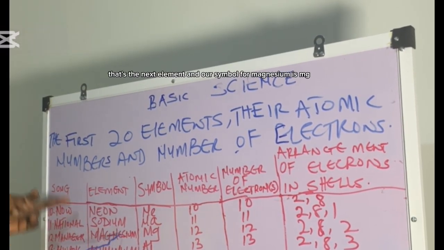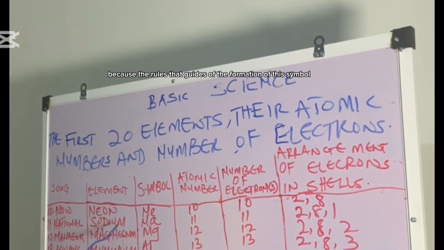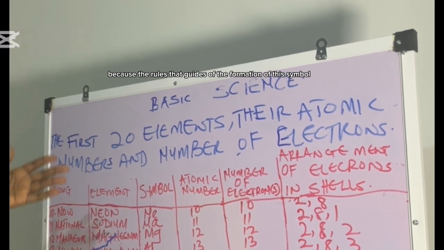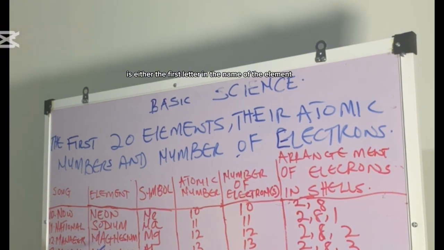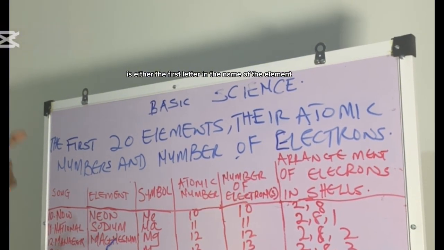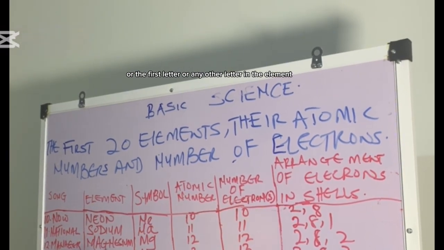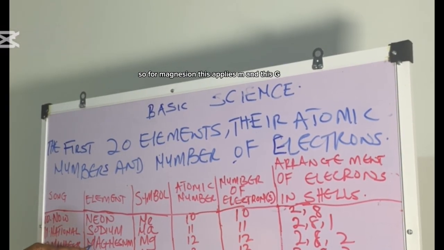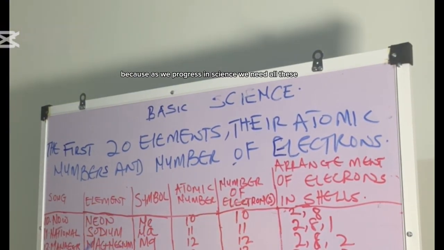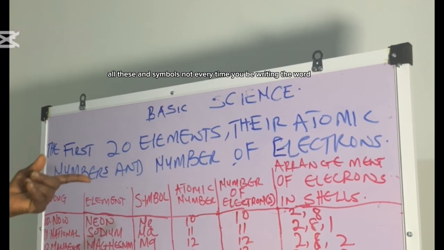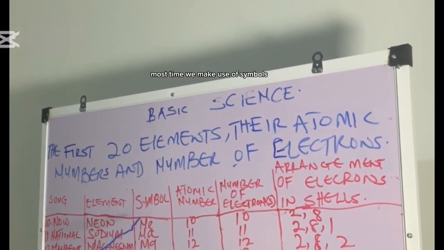magnesium, that's the next element, and our symbol for magnesium is Mg, because the rules that guide the formation of this symbol is either the first letter in the name of the element, or the first 2 letters, or the first letter and any other letter in the element. So for magnesium this applies, M and this G, that's what forms the symbol, because as we progress in science we need all these symbols. Not every time you be writing the word or the English name or the Latin name. Most time we make use of symbols.